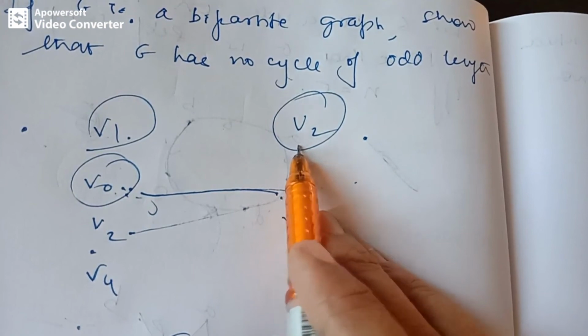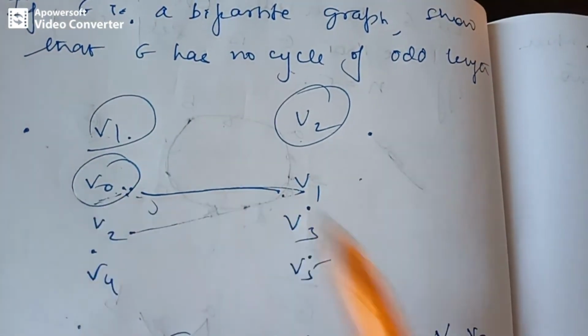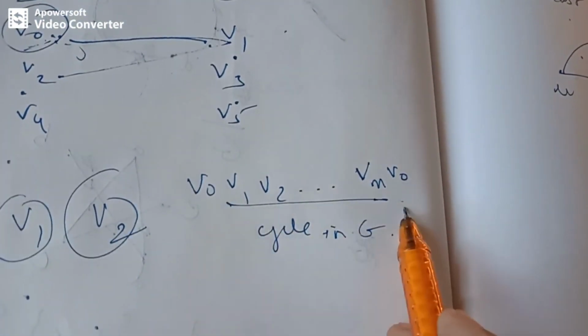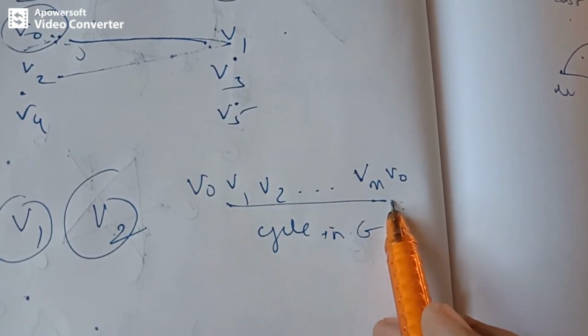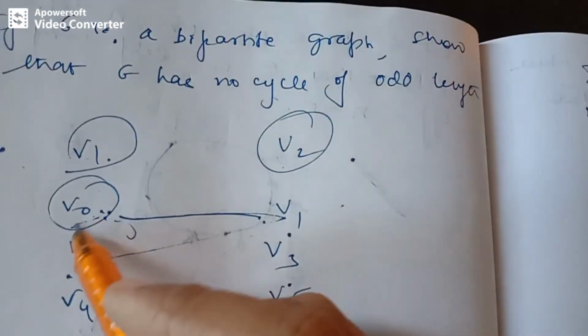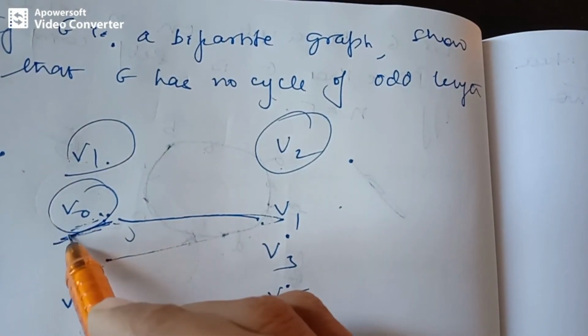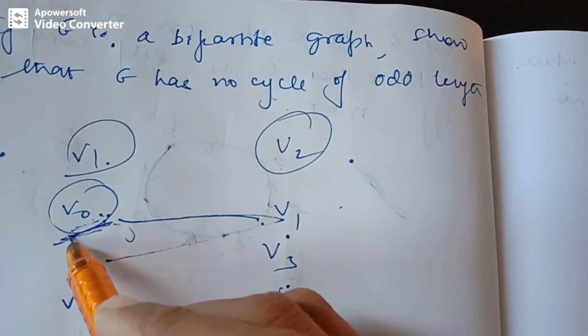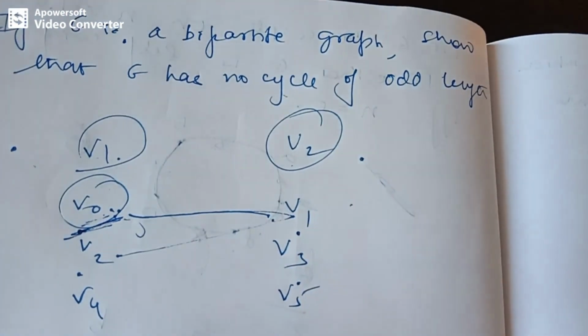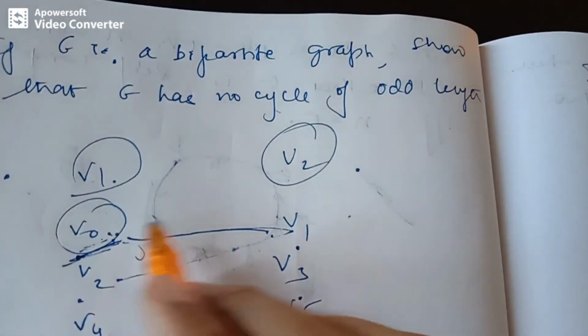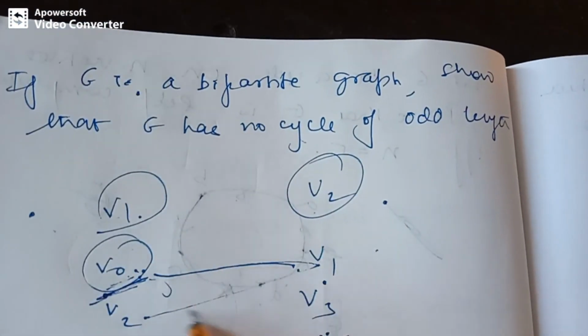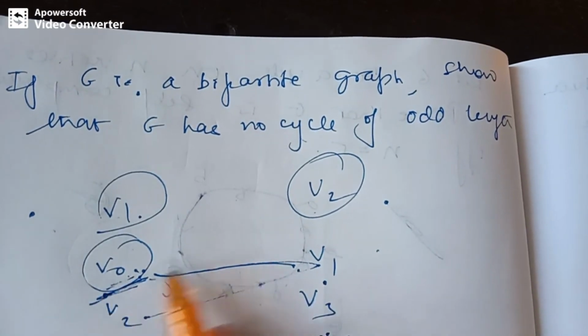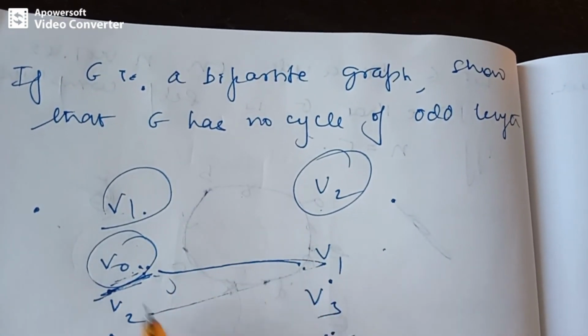Since we have assumed a cycle, and the terminal vertex of the cycle is V0, which is in V1, the number of edges belonging to the cycle cannot be an odd number, correct? Because a cycle has to come back to the same vertex, so the number will be even, either 2 or 4.